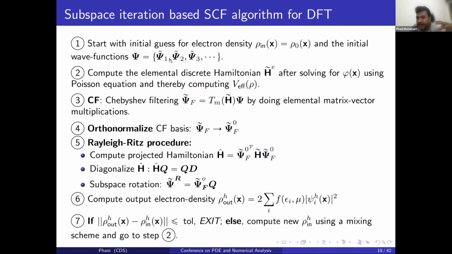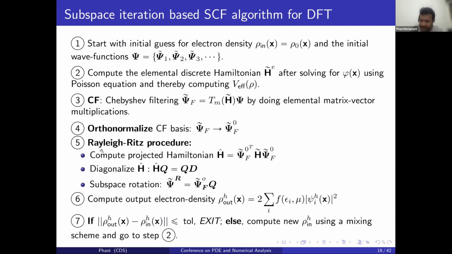You start with a trial initial guess of wave functions, and you compute the discretized matrix, which is the finite element discretized matrix of the continuous partial differential equation eigenvalue problem which you want to solve. And then you compute the Chebyshev filtered vectors. That is, you compute the action of the Chebyshev polynomial onto the starting trial space of vectors. And then you orthonormalize these Chebyshev filtered bases.